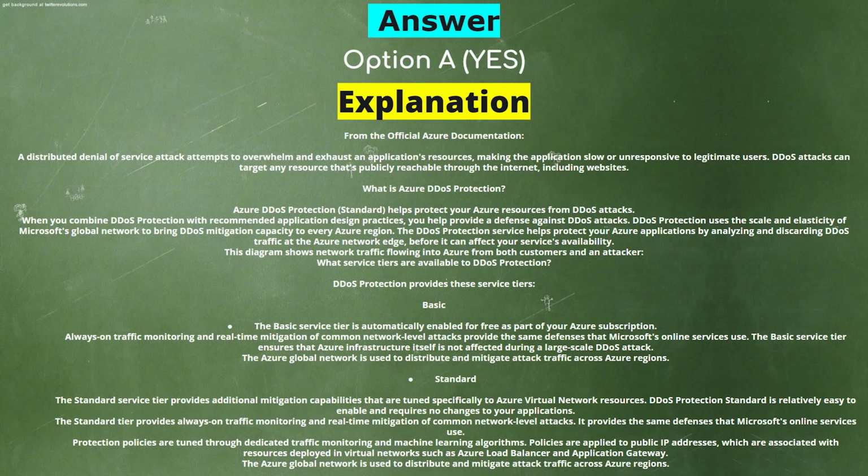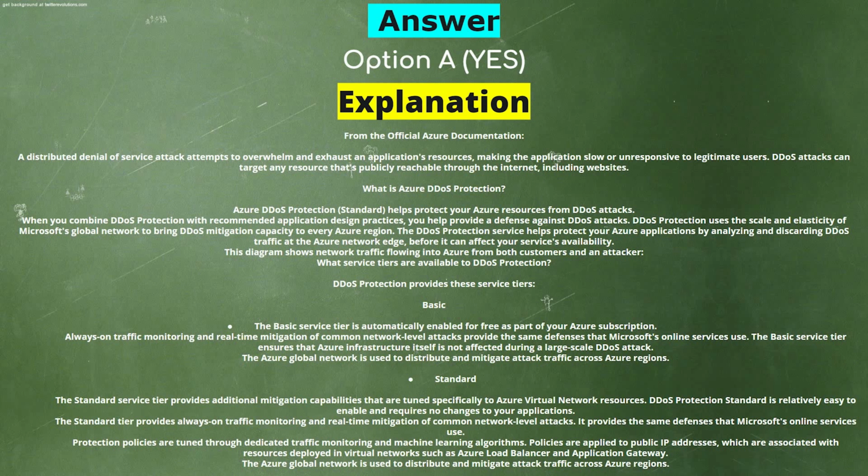Always on traffic monitoring and real-time mitigation of common network level attacks provide the same defenses that Microsoft's online services use. The basic service tier ensures that Azure infrastructure itself is not affected during a large-scale DDoS attack. The Azure global network is used to distribute and mitigate attack traffic across Azure regions.